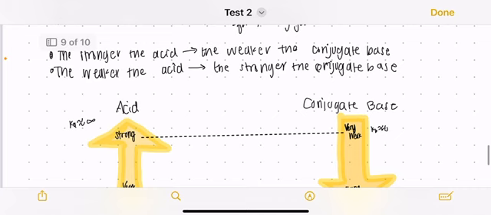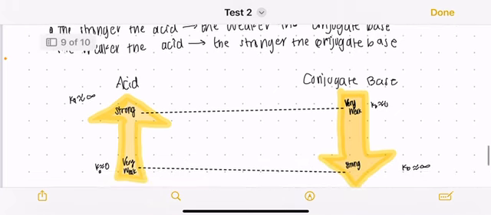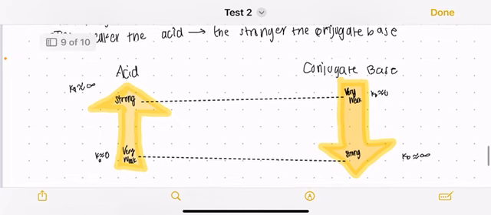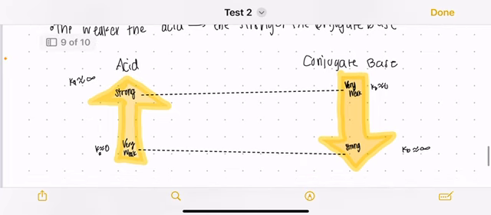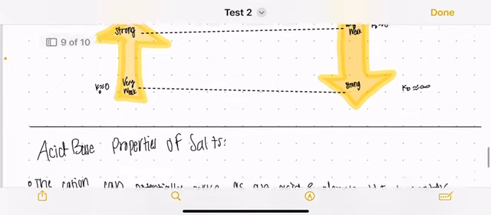And it's good to remember that the stronger the acid, the weaker the conjugate base, and the weaker the acid, the stronger the conjugate base. This illustrates the pattern below. As the Ka value increases, the Kb value decreases, and as the Kb value increases, the Ka value decreases. This is also true for bases.